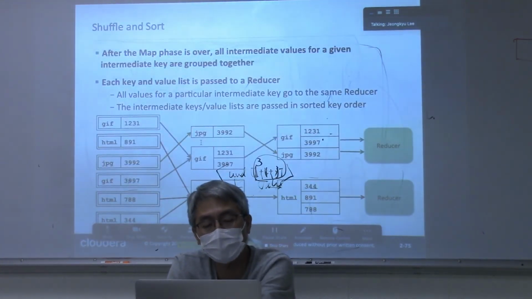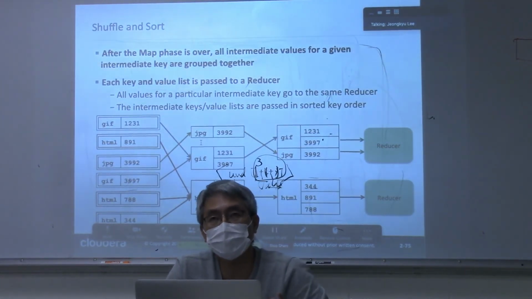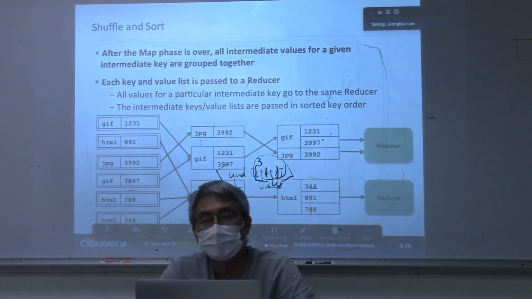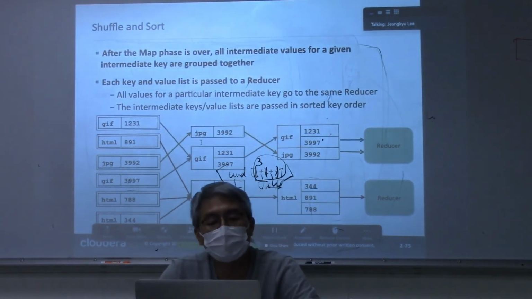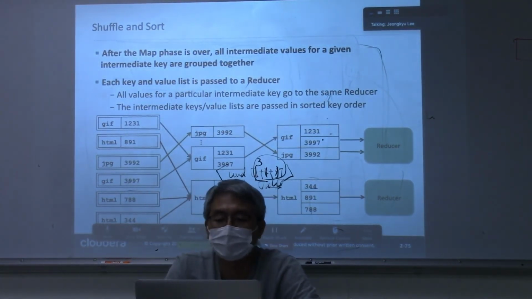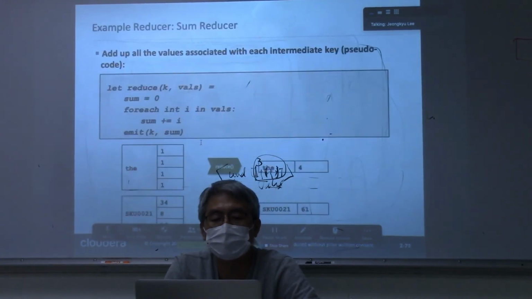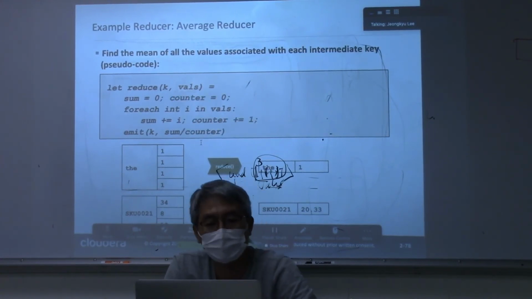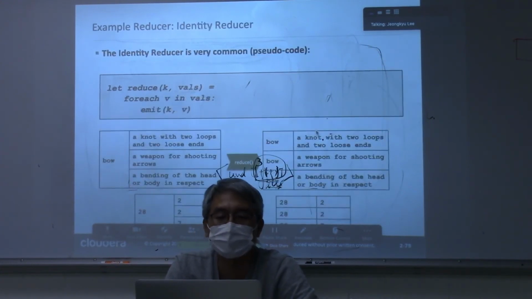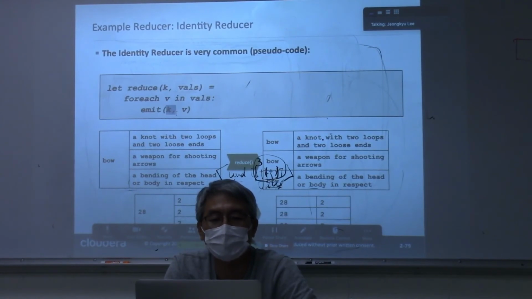The reducer is combining. In case of count, you need to sum up. In case of average, you need to sum and divide by the number of keys. So that is the reducer. This is the sum reducer, and the sum reducer is the most popular one. And the average reducer, as you can see, is sum divided by counter. The identity reducer just passes the data as is, key and value.